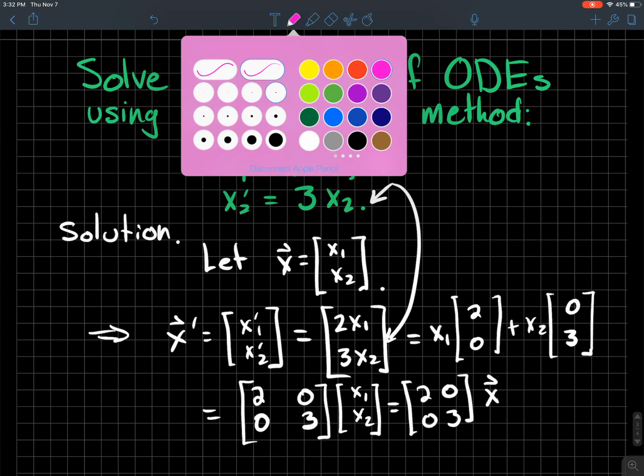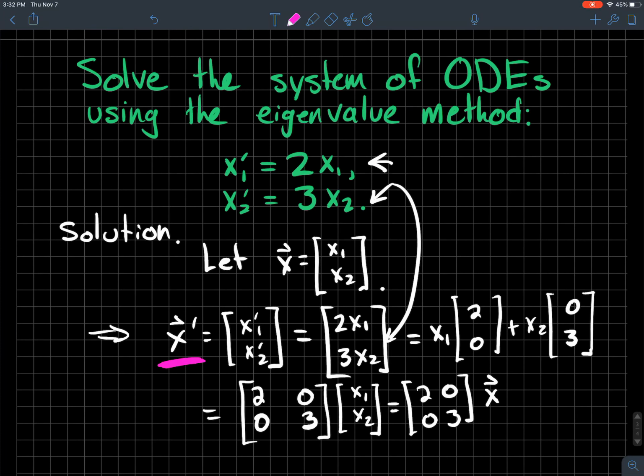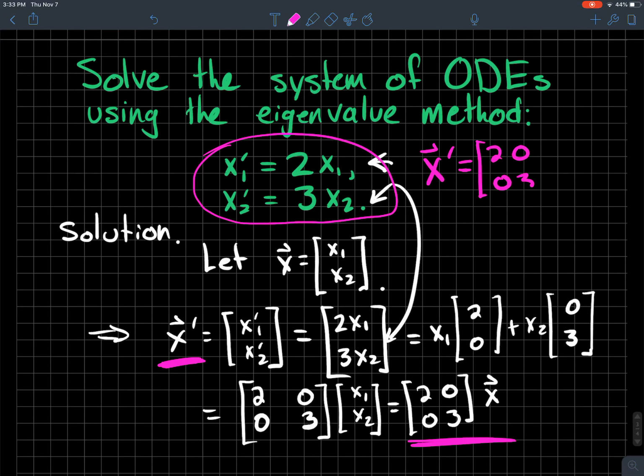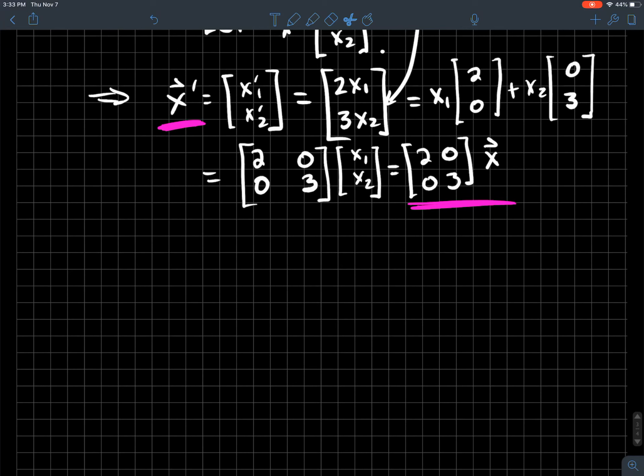Awesome. So then, if you look at the left, what you have here, and look at the right, what you have here, you can restate this question. Instead of writing these equations here, we could have just written solve this system of ODEs in the following form, where you have a 2, a 0, a 0, and a 3 times the vector x. So this is what we want to solve. So now that we have it in this form, what you want to do is you want to try solutions.